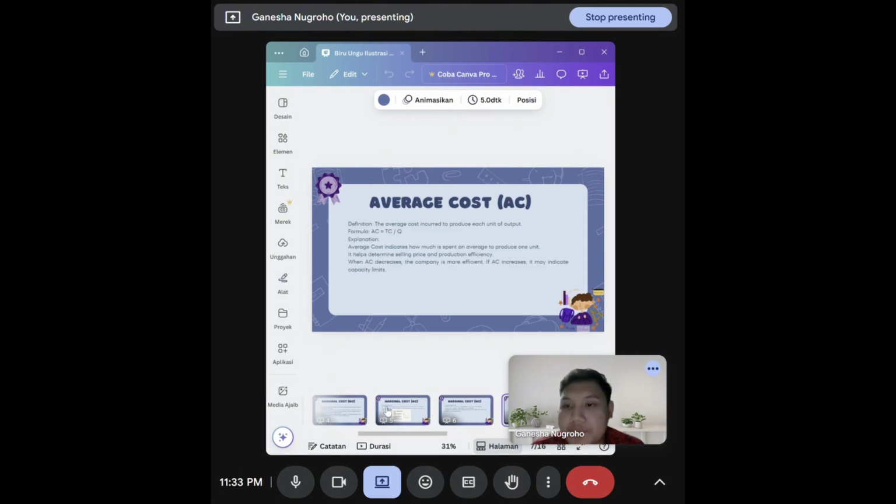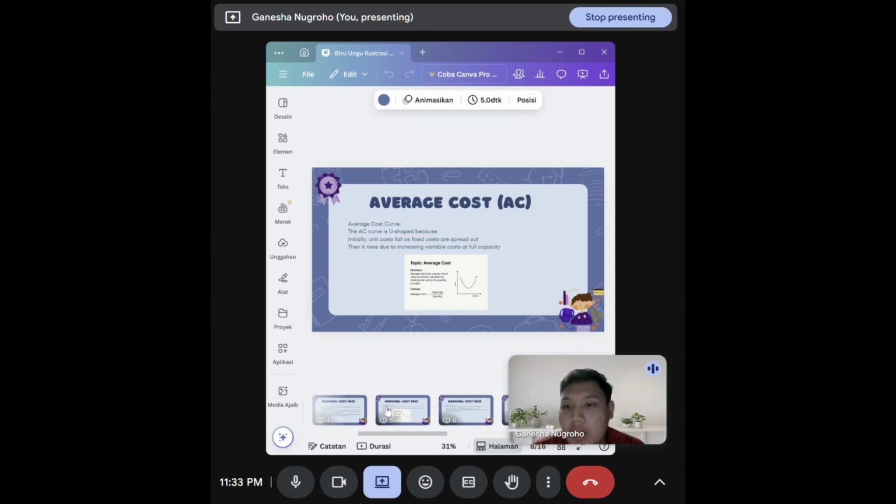Average cost, defined as the cost included to produce each unit of output. Formula explanation: average cost indicates how much is spent on average to produce one unit. It helps determine selling price and production efficiency. When average cost decreases, the company is more efficient. If average cost increases, it might indicate capacity limits.